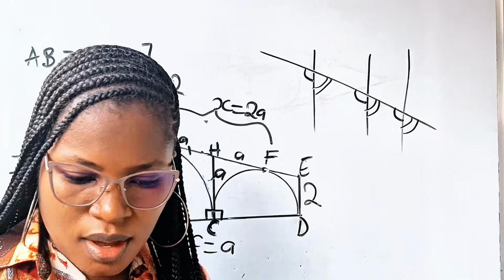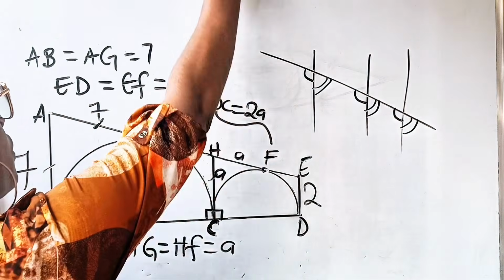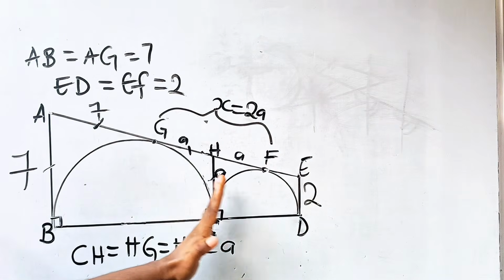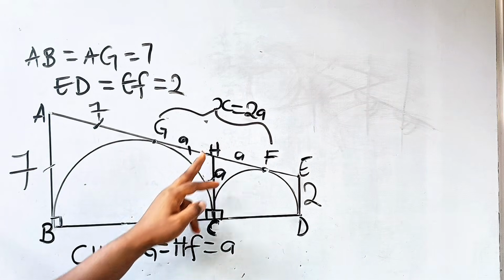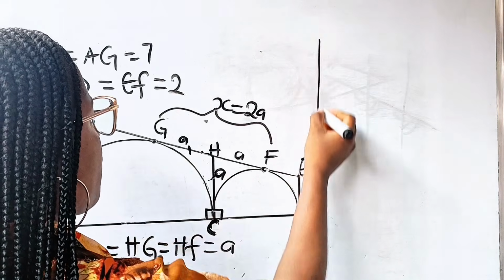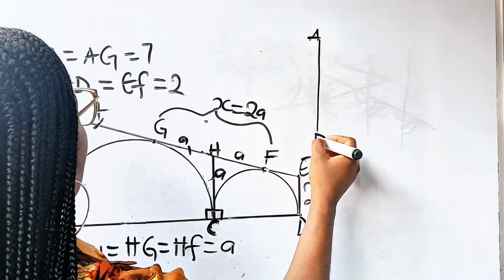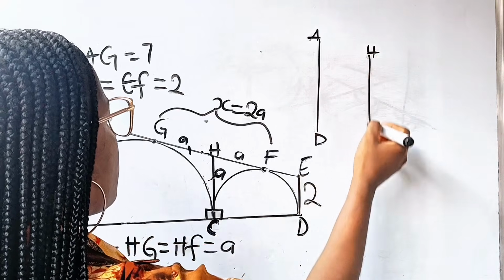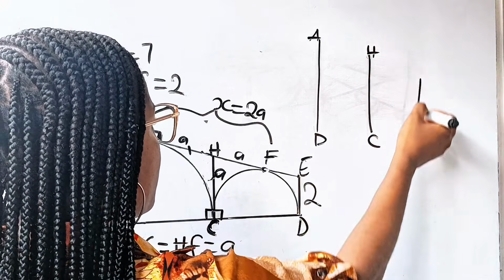Now, if you look at what we have on the board, we definitely have three parallel lines: line AD, line HC, and line ED. So we have AD, we have HC, and we have ED.